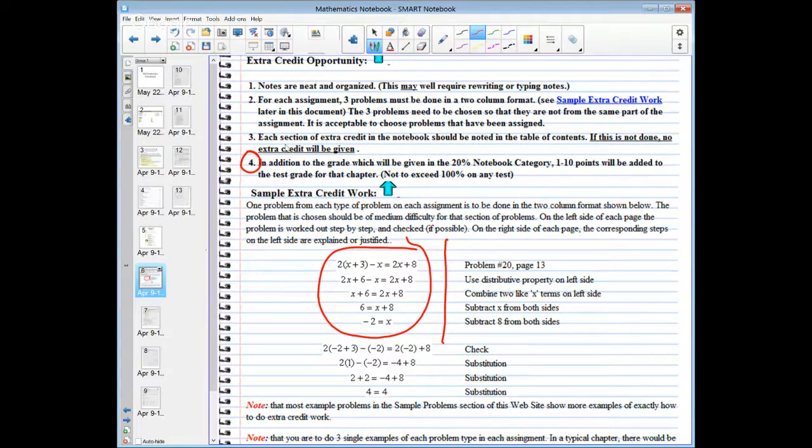And besides giving you extra points, it helps you learn the material better. So it's kind of a double whammy. You get a notebook grade that already counts 20% of your grade, plus you have the opportunity to add points. It can add up to a full grade. By the way, I don't go above 100%.